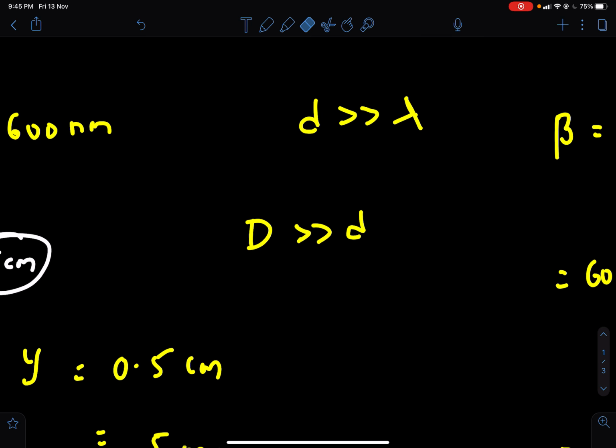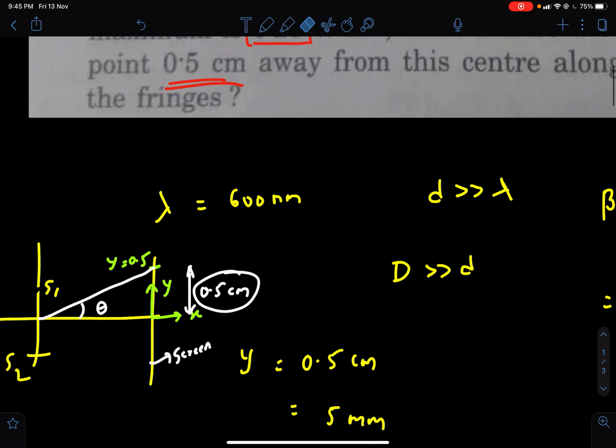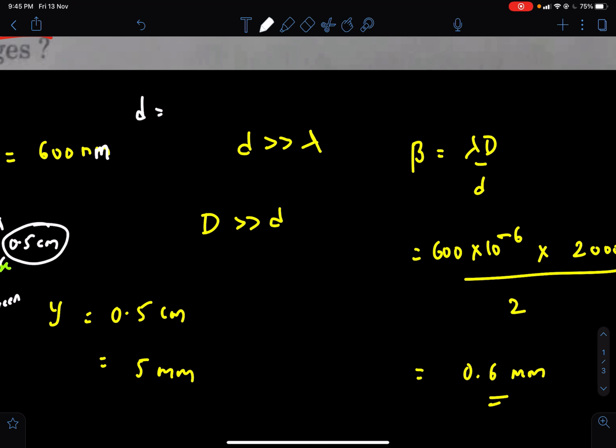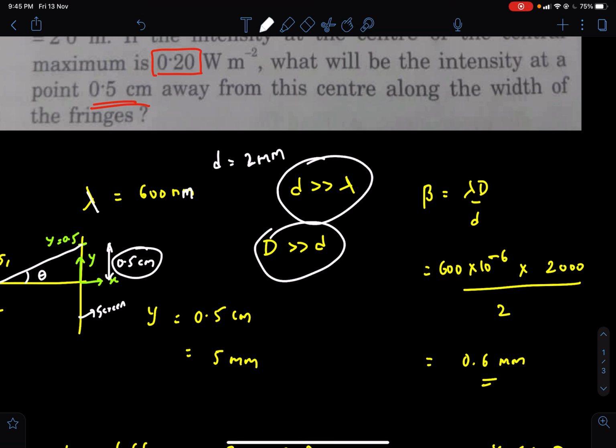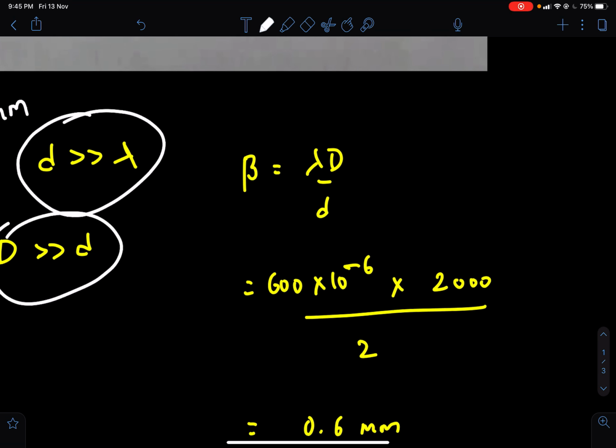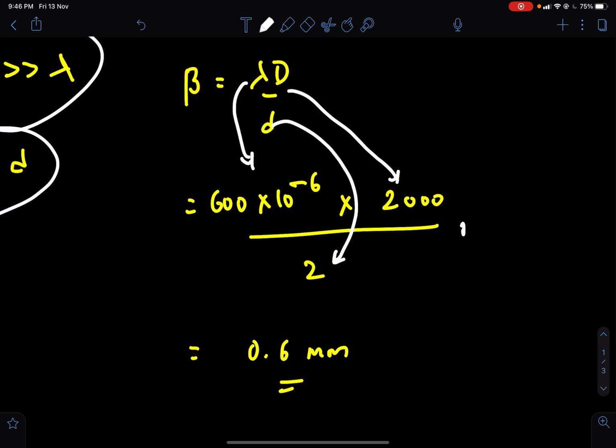Now, by the way, let us check whether the constant fringe width situation is there or not. So, lambda is given as 600 nanometer, whereas small d is given to be how much? 2 millimeter. So we can see that small d is much greater than lambda and capital D is much greater than small d. So both the conditions for the constant fringe width are given here. So let's calculate the fringe width. If you put the value of lambda, capital D and small d all in millimeter, then you will get the fringe width also in millimeter.